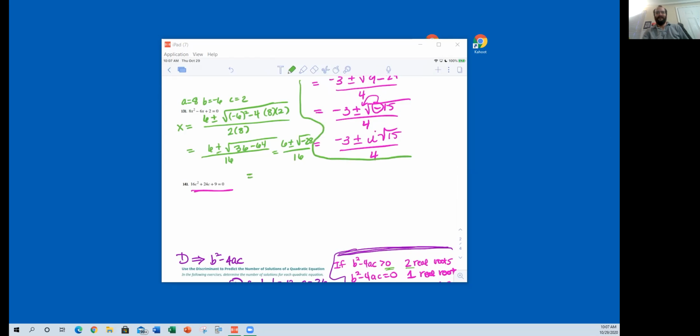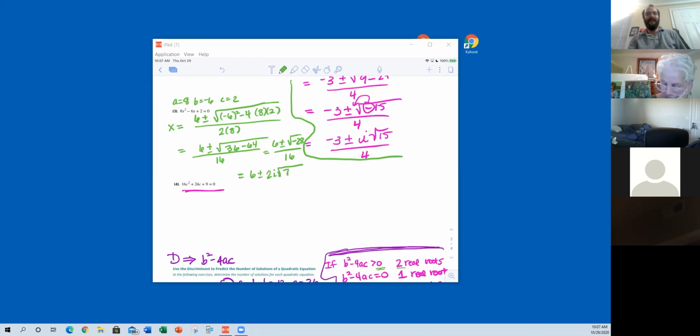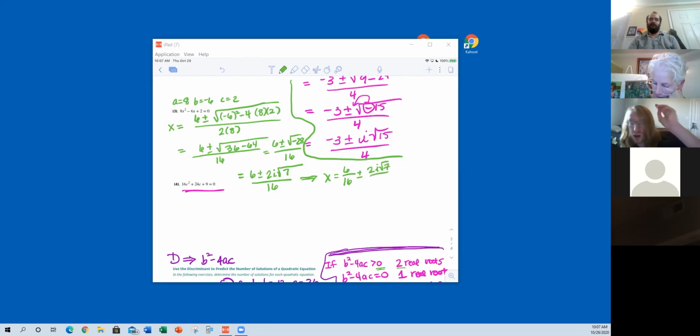So 6 plus or minus 2i radical 7 over 16. And then we separated them. So we did x equals 6 over 16 plus or minus 2i radical 7 over 16. And then we ended up with x equals 3/8 plus or minus i radical 7 over 8.